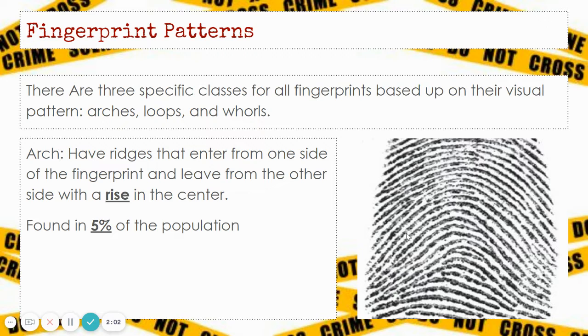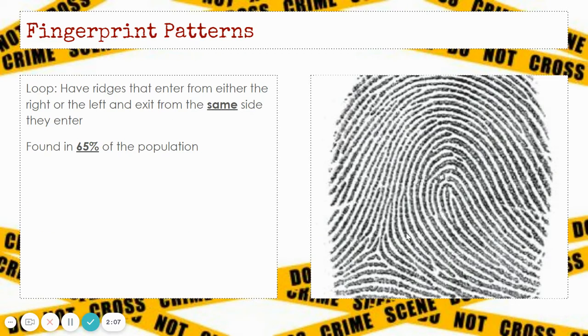About 5% of the population will have at least one arch pattern on their fingerprints. Loops are the most common type of fingerprint pattern. The way we identify a loop is that the ridges enter and exit from the same side, so either from the right side or the left side. If you look at this loop here, if we follow a ridge, it enters from the right side and exits the right side, right? Unlike an arch, which enters and exits from opposite sides. So this pattern is found in about 65% of the population.